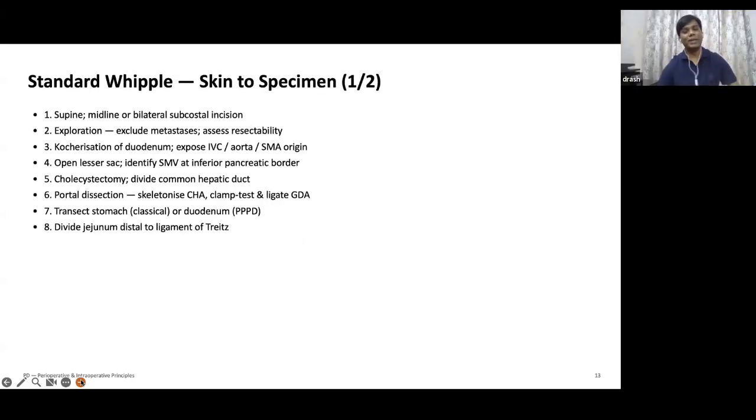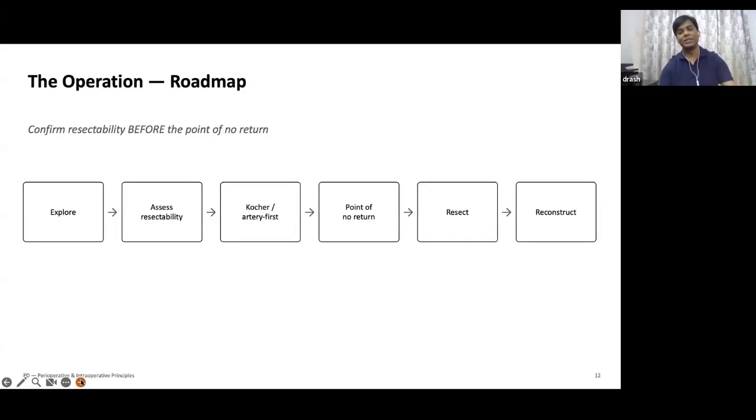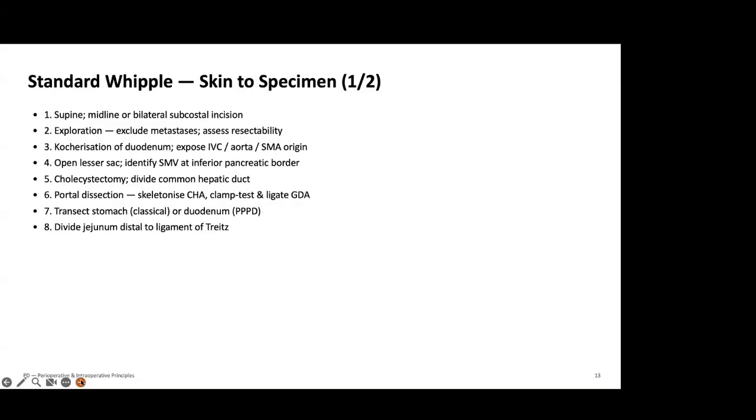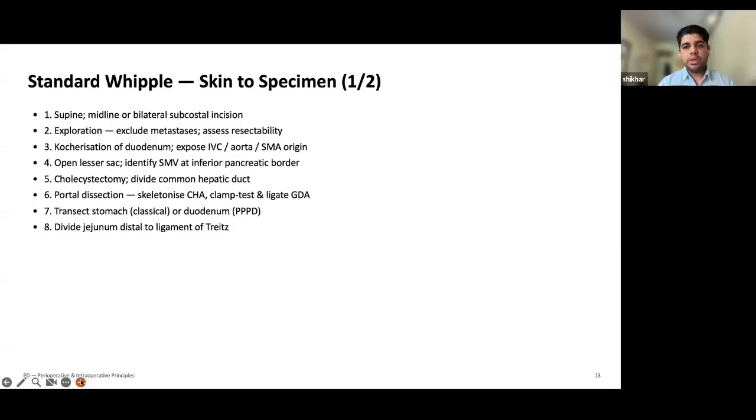Will you mobilize the right colon, the right flexure, or do you directly start with the Kocherization? What is your first step? First step, skin incision. After that, once we have opened the abdomen, we'll do the Kocherization, extended Kocherization.